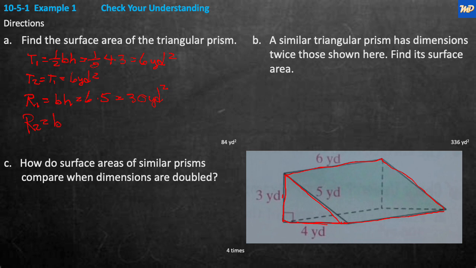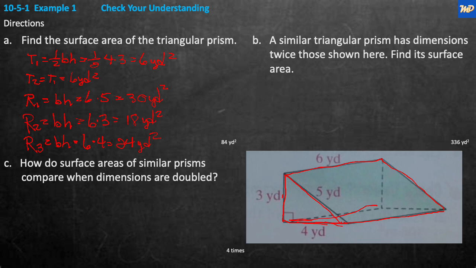Then rectangle 2, we can pick any one we want. Again, it is base times height. And I'm going to pick the back one, which is 6 by 3. And that equals 18 yards square. And rectangle 3 is equal to the base times the height. And in this one, it's 6 times 4. The back is 6 long, and the side is 4. 6 times 4 is equal to 24, what? 24 yards square.